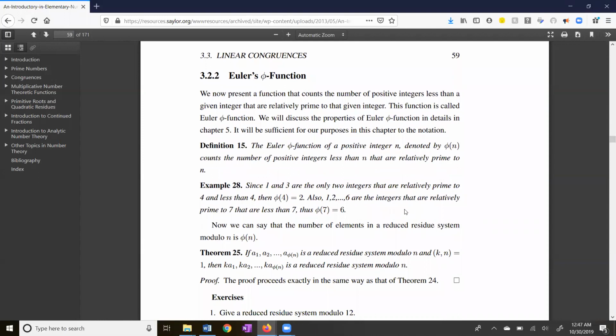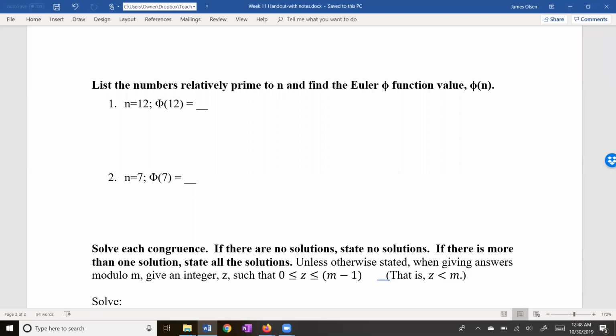So, example 28. Let's say we want phi of 4. The numbers less than 4 that are relatively prime to 4 are 1 and 3. Therefore, phi of 4 equals 2. If I take phi of 7, all the positive integers less than 7 are relatively prime to 7. So we get 6. So let's do some examples.